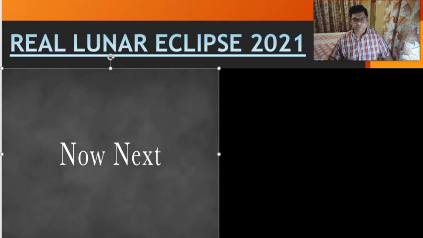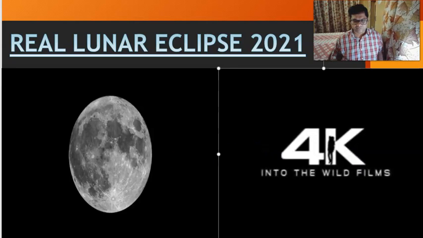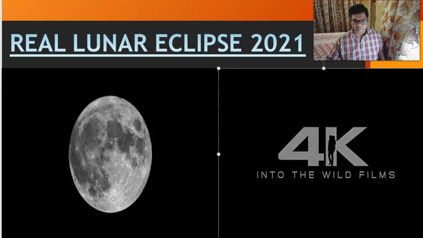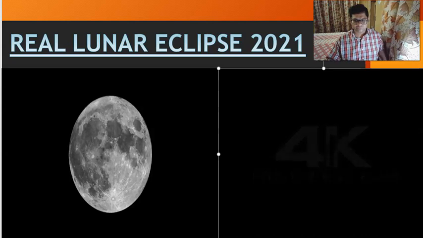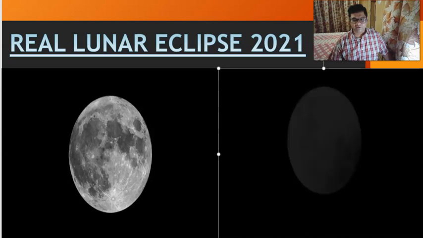Now next, students, we have the lunar eclipse video. Super blood moon on 26 May, 7:44 p.m. to 10:54 p.m. in Brisbane, Australia.